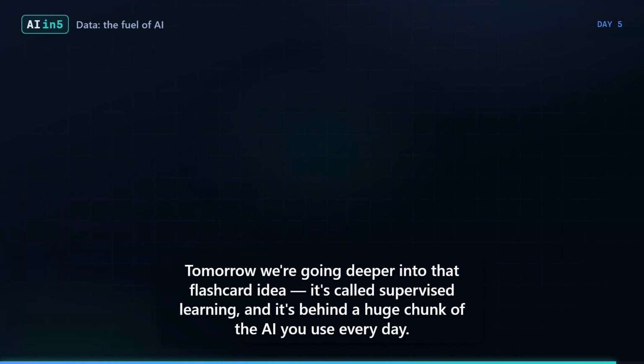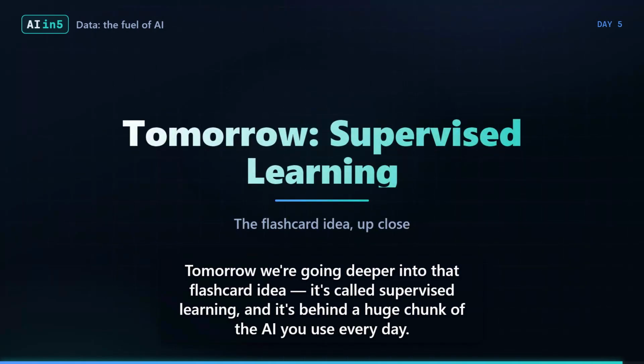Tomorrow we're going deeper into that flashcard idea. It's called supervised learning, and it's behind a huge chunk of the AI you use every day.